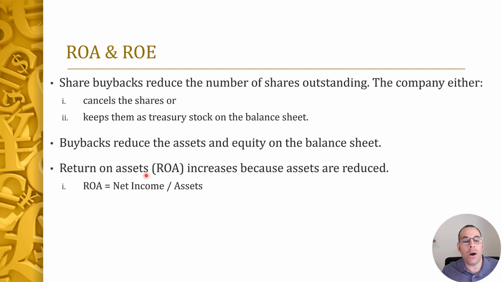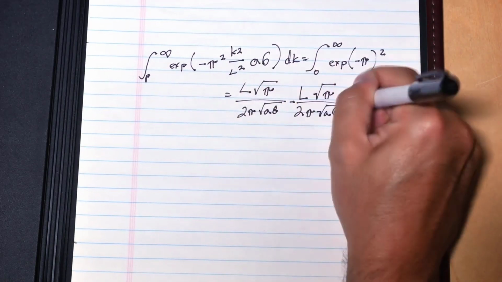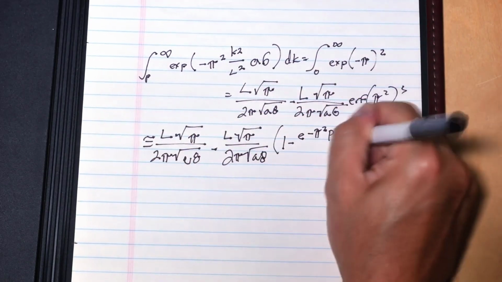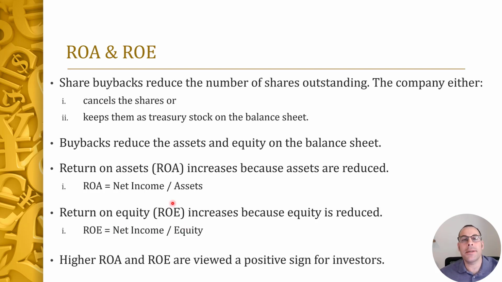So the ratio ROA, return on assets, improves, it increases, because ROA is net income over assets. When assets go down, ROA goes up because assets are on the bottom of the equation. Same thing for ROE. ROE is net income over equity. When equity goes down, ROE goes up. When investors see higher ROA and ROE, this is a positive sign to buy the stock.